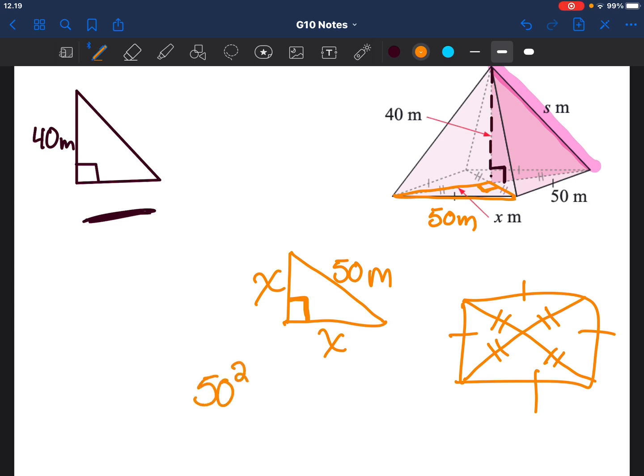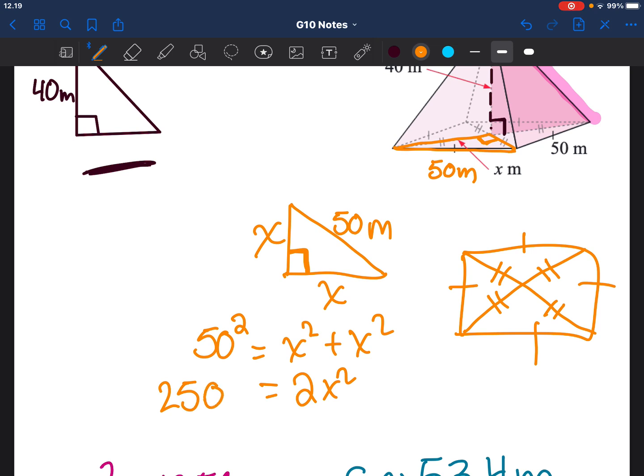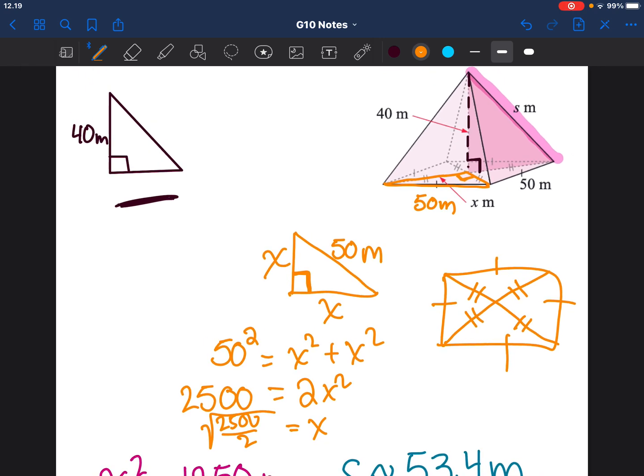50 squared equals x squared plus x squared. That is 2x squared. That is 2500. So x is the square root of 2500 divided by 2. So let's see, 2500. That's 50 and the square root of 2. So that means x is this one here. This is x actually. So that's 50 divided by the square root of 2.